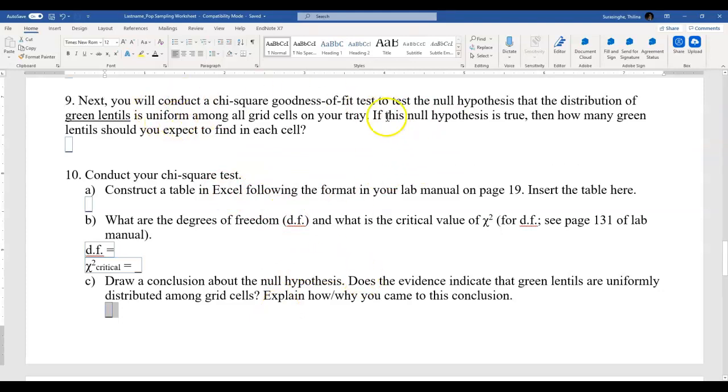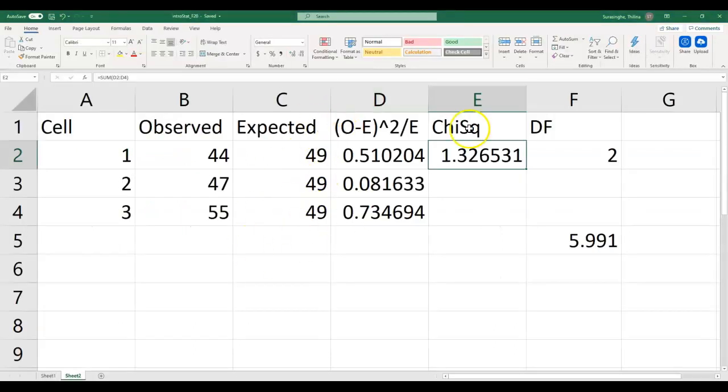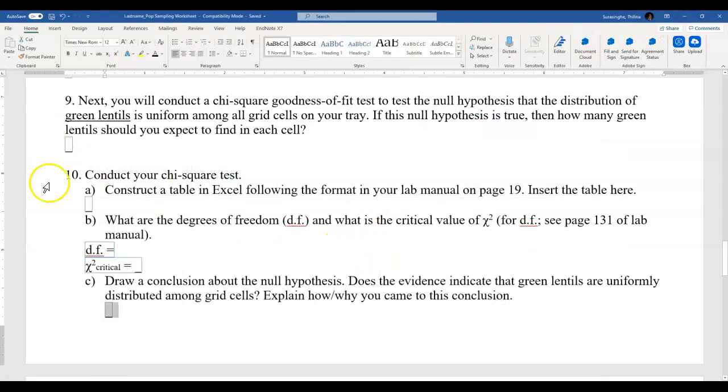Look at this question. Let's follow up this question. If the null hypothesis is true, meaning if lentils are uniformly distributed, how many green lentils should you expect to find in each cell? We did the calculations already. Remember over here, 49 in my case, right? This total number divided by the sample size.